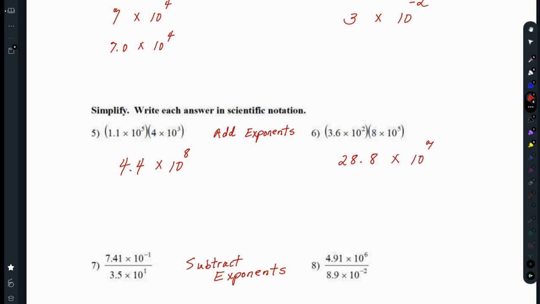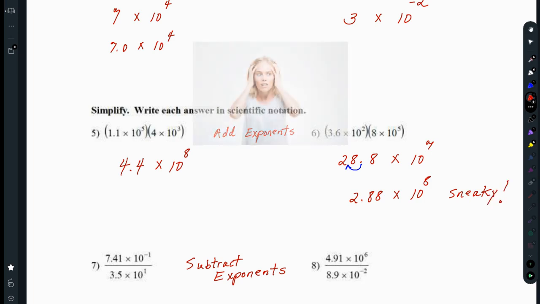That's easy. That's 7. But remember, when we're in scientific notation, we can only have 1 digit to the left of the decimal. And in this case, we've got 2 digits. So we have to take this one step further, okay? What we're going to do is move that decimal 1 place to the left. When we move our decimal to the left, that means we have to add 1 to our exponent. So we're going to get 2.88 times 10 to the 8th as our final answer. Okay, this one was definitely a little sneaky. But now you know how to do it.